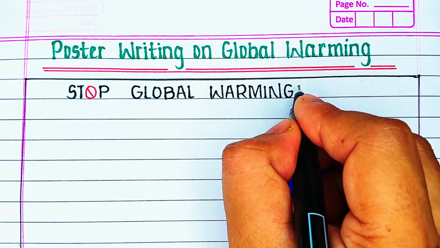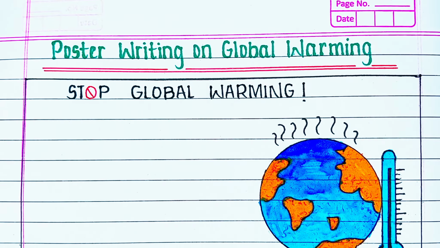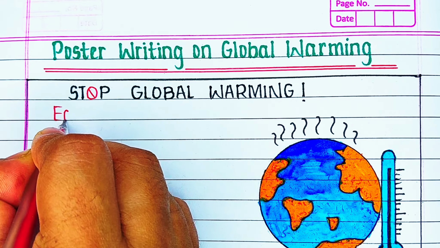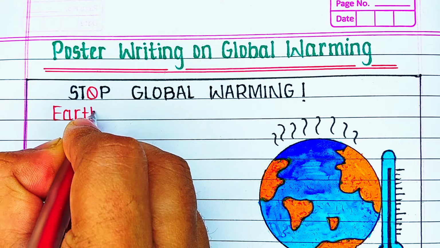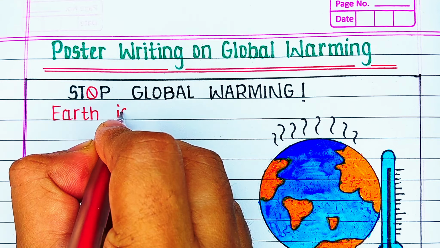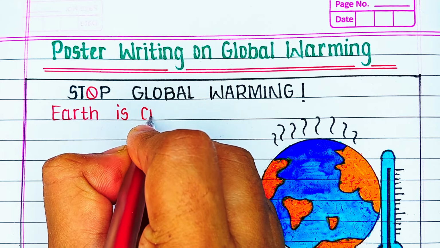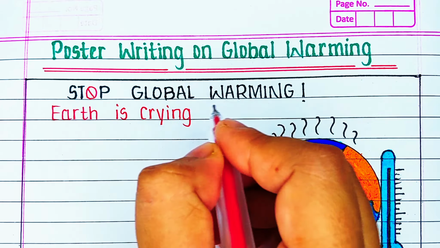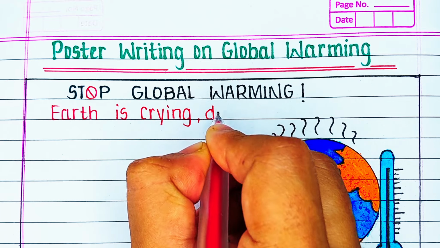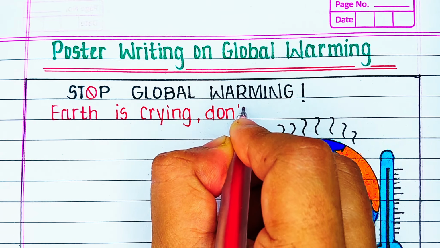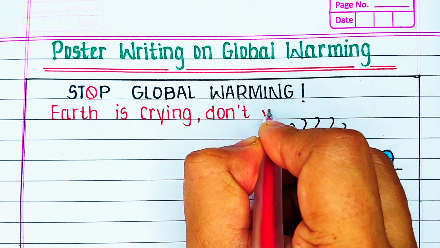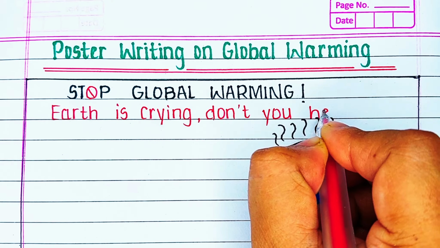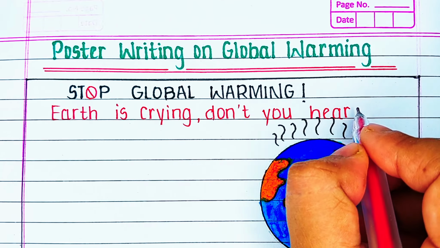Firstly, start with a bold and highlighted heading. Here, for example, I am writing Stop Global Warming. If you notice, I have used a graphical representing stop sign in the O of the word stop. In the next line, we will write Earth is crying, don't you hear?